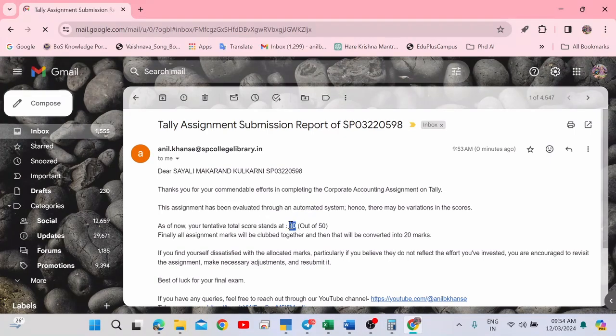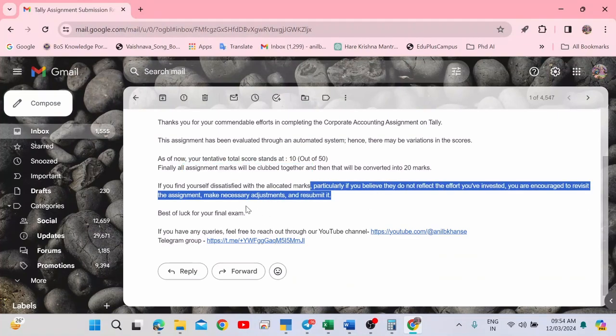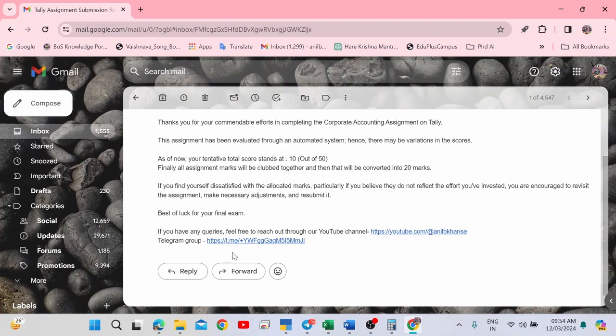Why 10? We haven't written the answers of all the questions, and then finally all the assignment marks are clubbed together, and that will be converted into 20. If you have any doubt, if you got less marks, you can resubmit it. Best of luck for your final exam.